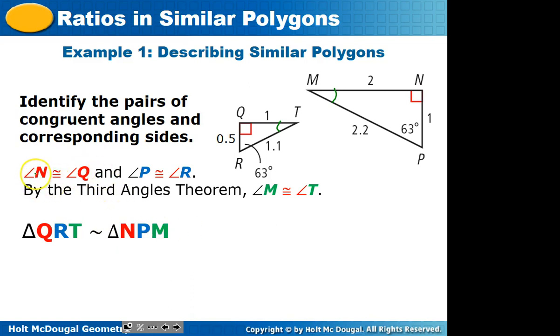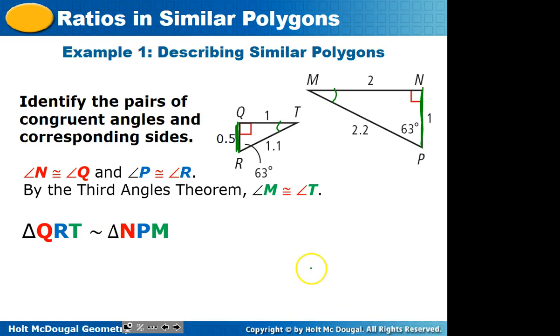So Q to N, R to P, T to M. Down here, Q to N, R to P, T to M. Then we're going to set up comparing sides. The first side we're going to look at is QR and NP. QR is over here. We're going to compare that with NP, which is over here.